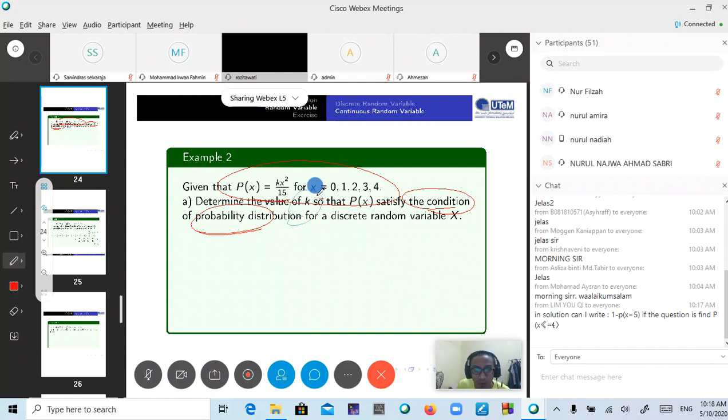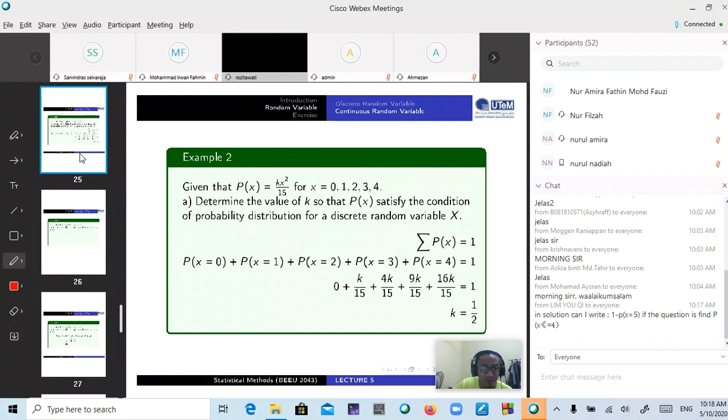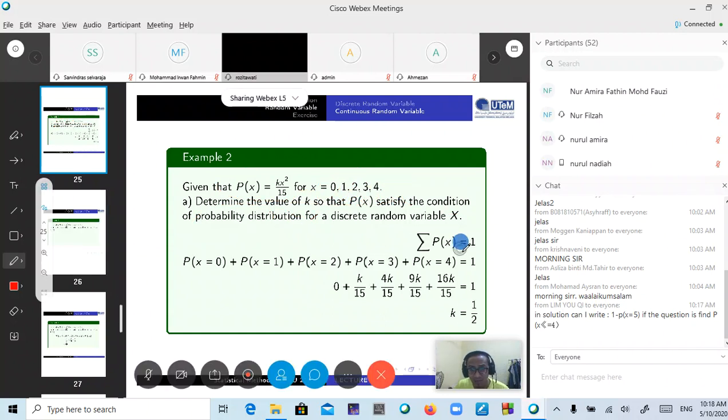So awak kena cari probability x equal to 0 berapa, probability 1 berapa, probability 2 berapa, probability 3 apa, probability x equal to 4 berapa. And then get the summation in terms of K and then equal to 1. So you can solve simultaneously this equation. So awak akan dapat value of K lah. Macam ni. Summation of probability x equal to 1. So probability of x equal to 0 plus probability of x equal to 1 until probability of x equal to 4. So you can get 1.